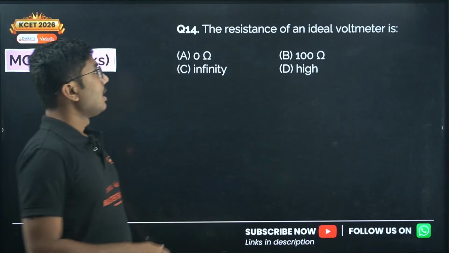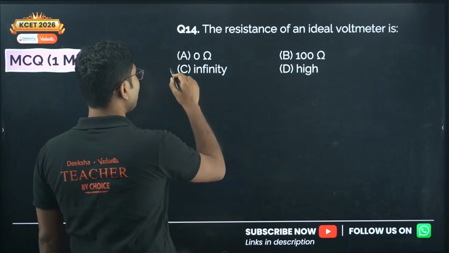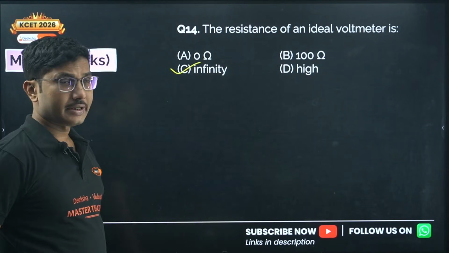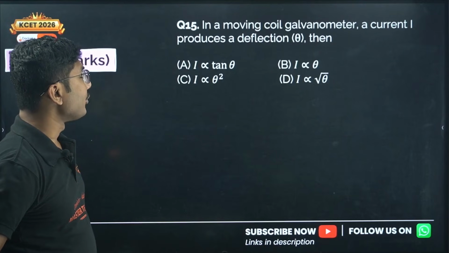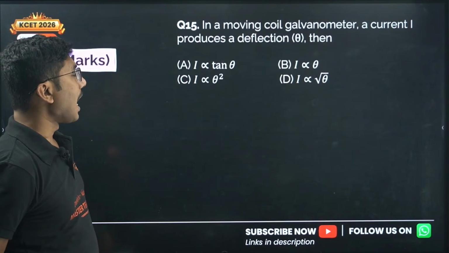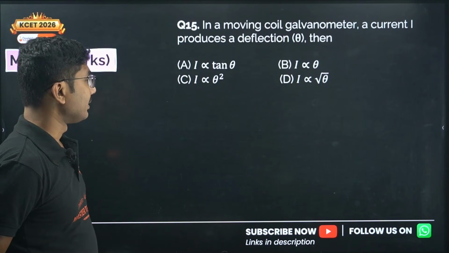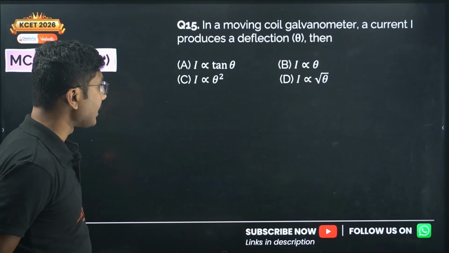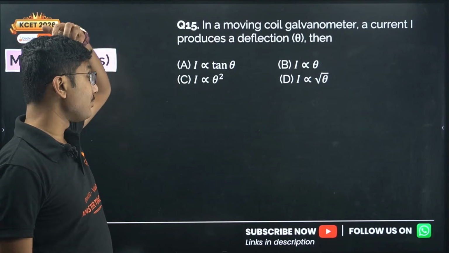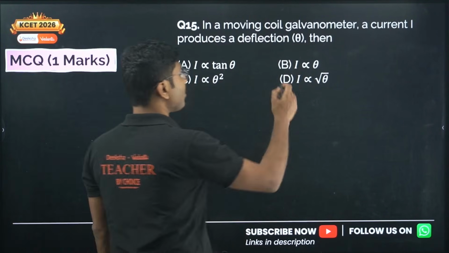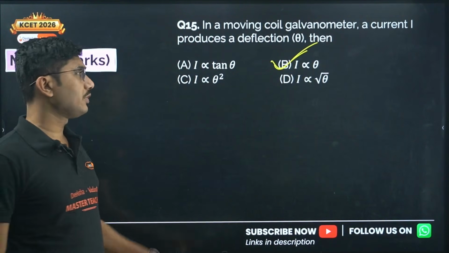Next, the resistance of an ideal voltmeter is infinity. Resistance of an ideal ammeter is 0. In a moving coil galvanometer, a current I produces a deflection theta. Then I is proportional to tan theta, I is proportional to theta, I is proportional to theta square, I is proportional to square root of theta. So if in a moving coil galvanometer a current I produces the deflection theta, then it is proportional to theta. Okay, the small angle approximation, I is always proportional to theta.